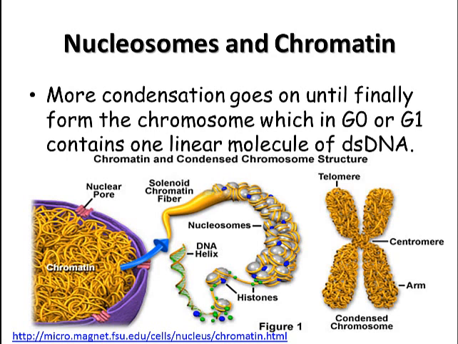Another slide to show the progress of condensation. More condensation goes on until finally form the chromosome, which in G0 or G1 contains one linear molecule of double-stranded DNA. You can see double-stranded DNA here. Then histone protein is attached. This figure does not explain octamer and H1, but you can recognize them.